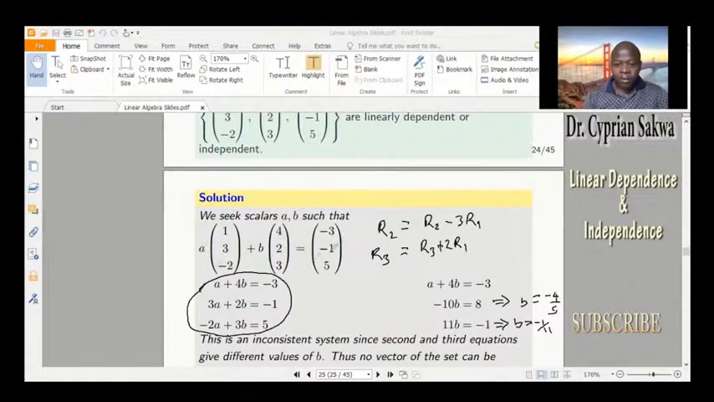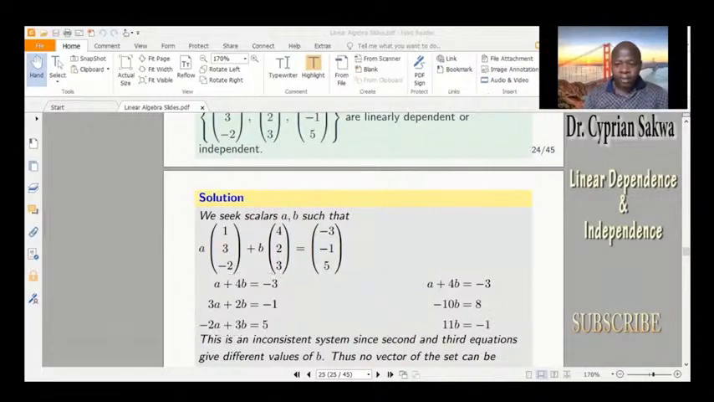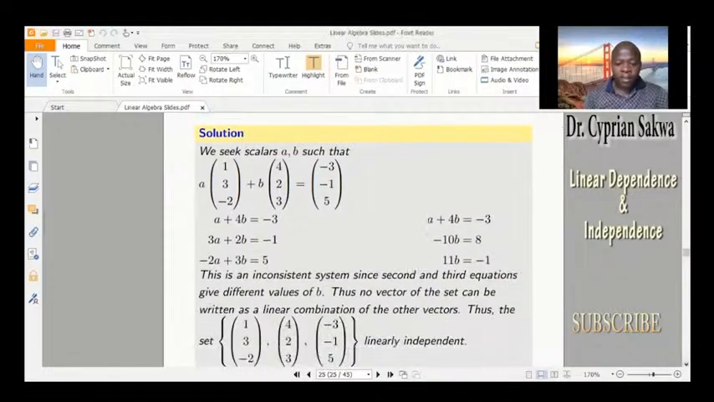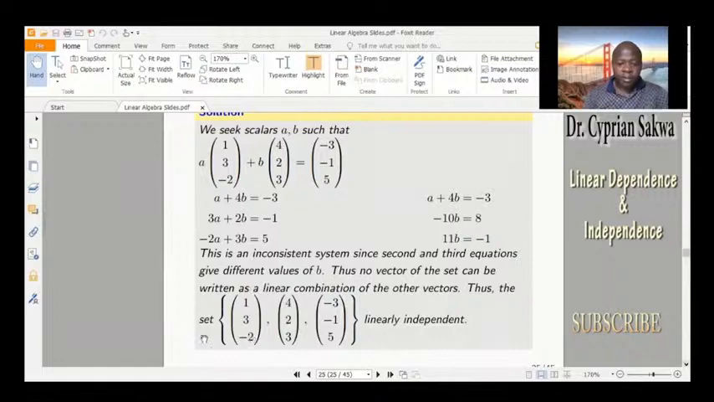In other words, we cannot write any of the vectors given as a linear combination of the other vectors. And what that means is that the vectors given to us are linearly independent. It means that these vectors here are linearly independent.